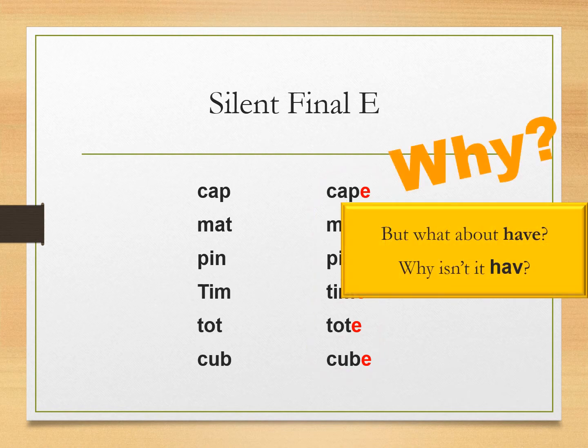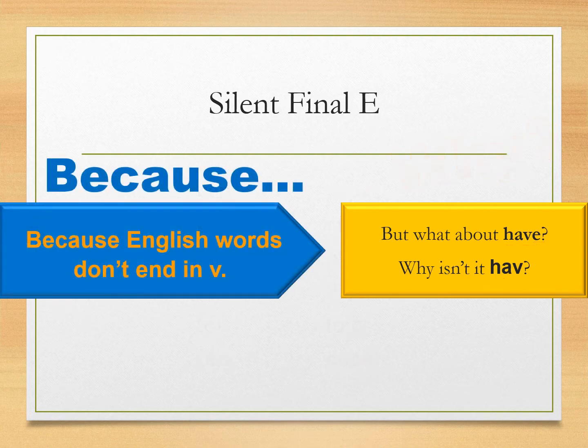But this is not always true. What about words like have? Have has a silent final E at the end of it, but we don't say have with a long A. Why don't we spell have without a silent final E on the end of it? Why isn't it just H-A-V? Because English words don't end in V. They just don't. They don't end in V.